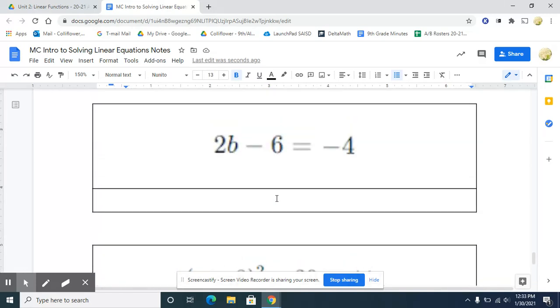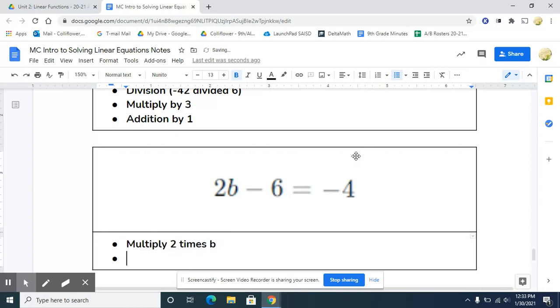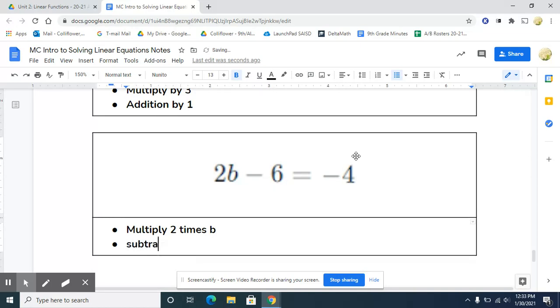Let's look at 2 more examples here. We have an equation here that's equal to a negative 4, and there's no operations happening to a negative 4, so let's focus on the left side of this equation. We have 2 times b plus 6, and so the first operation that we would do would be multiply 2 times b. So we would do that multiplication first, and then we would subtract by 6.